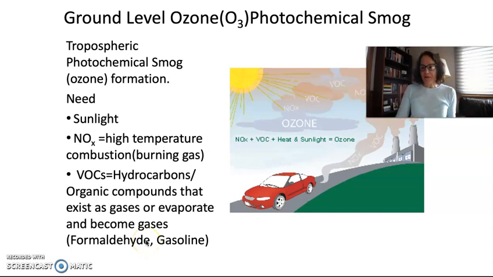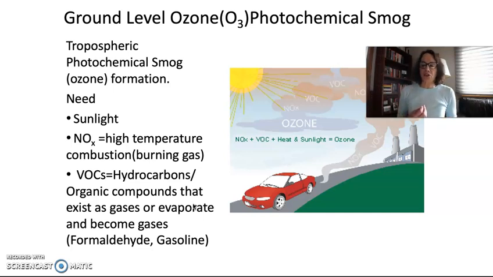So here's the formula for how tropospheric ozone forms. The first thing I need is sunlight, because this is a photochemical process. And the sunlight breaks apart these atoms of NOx. So remember from lecture 1 that NOx is emitted from burning gasoline. I also have these VOCs, these volatile organic chemicals. These are organic compounds, hydrocarbons that really easily evaporate. So think of an alcohol that you spill on the table and it evaporates into the air.